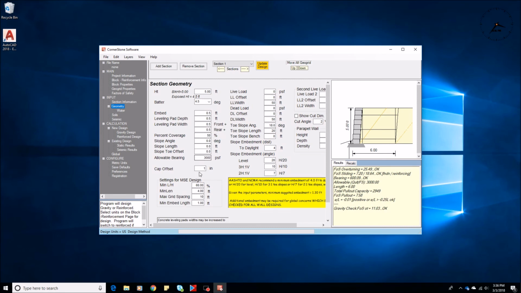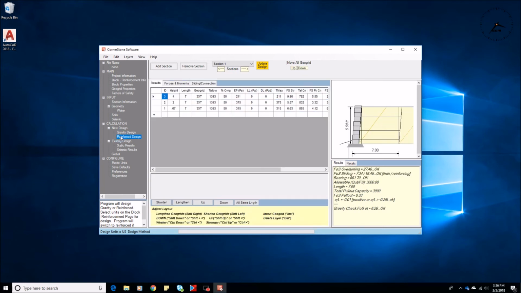Percent coverage, allowable bearing, cap offset. We don't use that very much, but say the wall was 5.5 feet tall, reinforced design. We designed to the grade line. We place the blocks to fit the face. In this case, the full-size block is too short. The cap block is too high. We fall right in the middle.